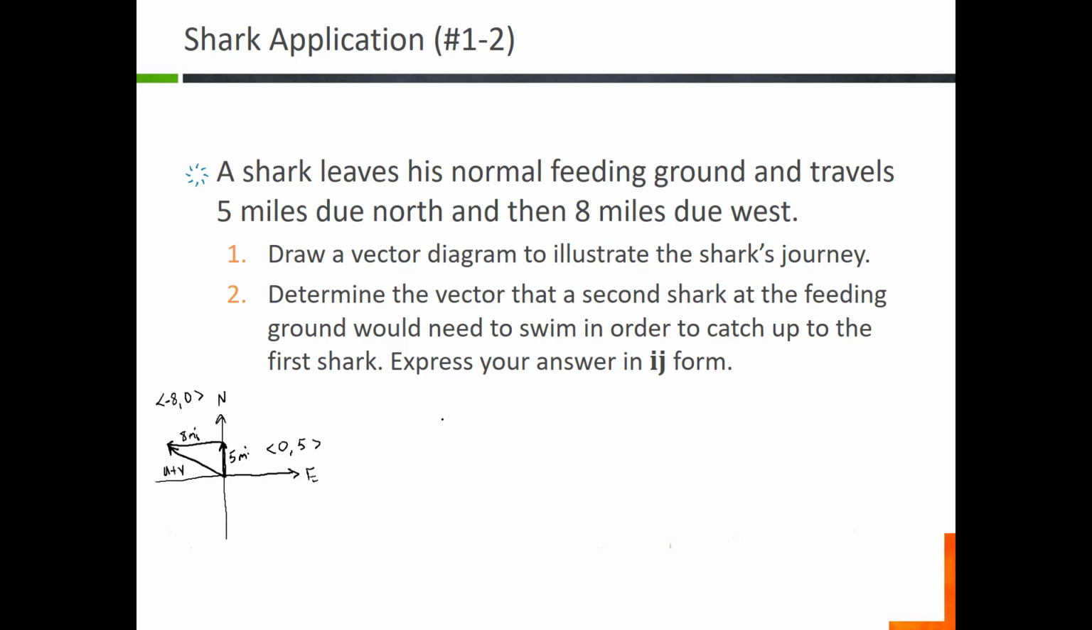I want to do this in ij format, so let me change these vectors. Negative 8, 0 would be negative 8i, and then 0, 5 would be 5j. So if we add these two vectors together, we are going to get negative 8i plus 5j. Okay, so this is the vector in ij format that represents where that second shark needs to swim. It's starting at the origin, and it's that straight distance to where the first shark was located.